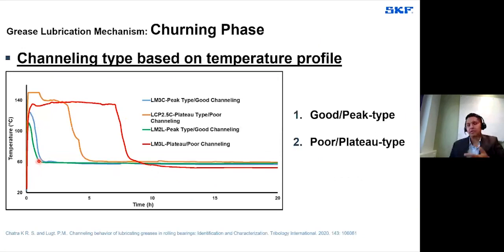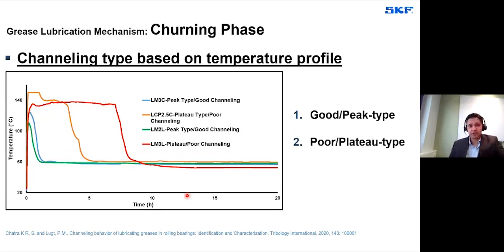What we have done here, a few examples like the green markers and the blue markers, they finished the grease channeling process within less than 3 hours, and we consider these types of greases as the good or the peak type channeling greases. In the same way, a few greases like the red one and the orange markers here took more than 4 hours, and we consider these greases as the poor or plateau type greases. And mainly poor or plateau type greases, sometimes it will take around 24 hours, and we have seen some examples where it also takes more than 48 hours to reach a steady state of temperature profile.